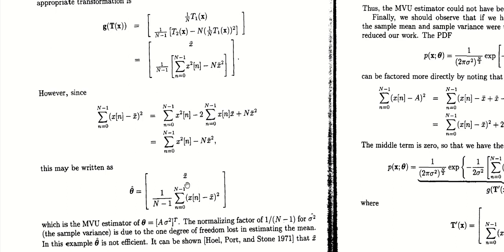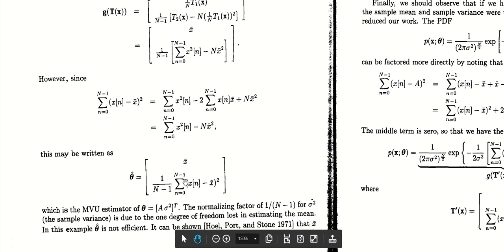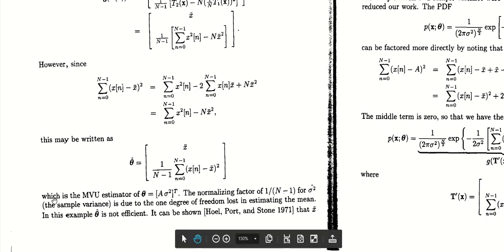So it will be written this way. If we have this as the G, then our theta will be this. For the first term, we have no problem, but we have a little bit of trouble with the second term. So this is the NVU for this. The normalization factor of this is due to the 1 degree of freedom lost in estimating the mean.